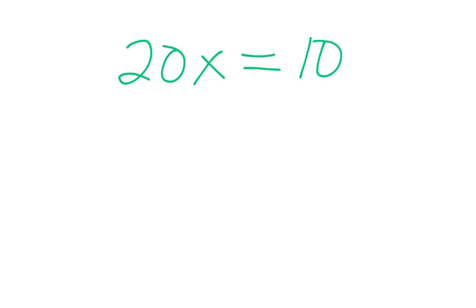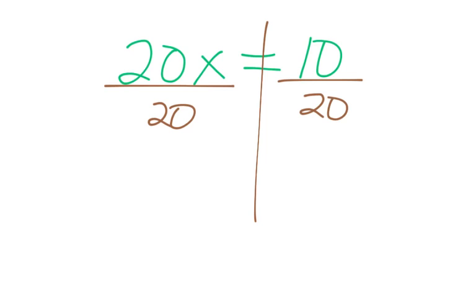So let's say we have 20x equals 10. So a lot of students might look at that, and they might say, okay, well, I divide both sides by 20, so x is 2. And that's not correct. But we do divide both sides by 20, though. And the reason why is 20 is being multiplied to x, so the inverse operation is divide both sides by 20. So we get 1x on the left-hand side.